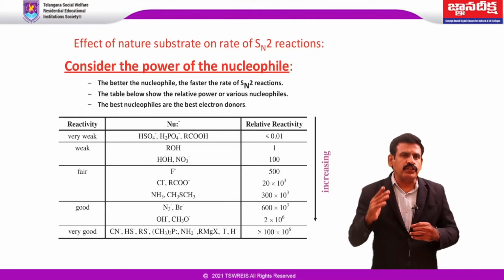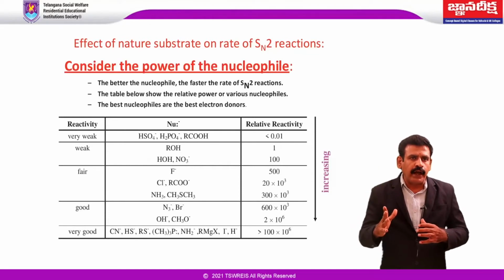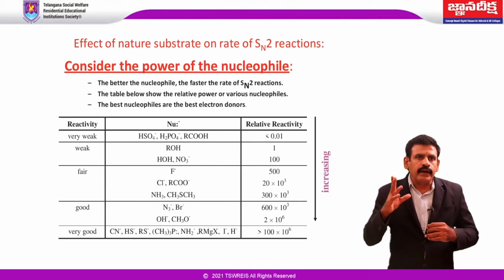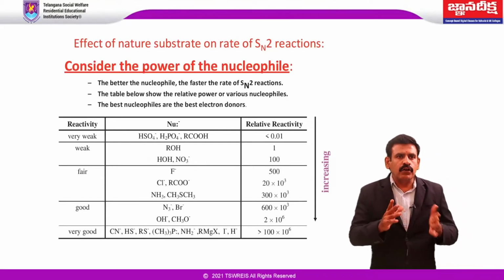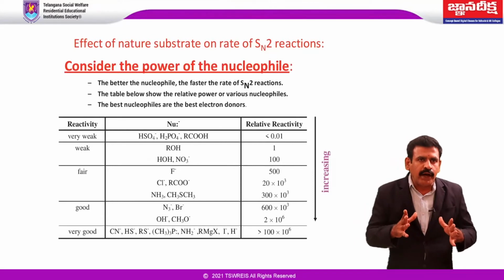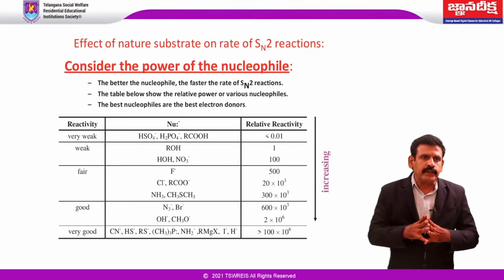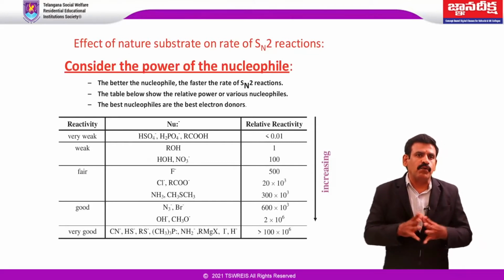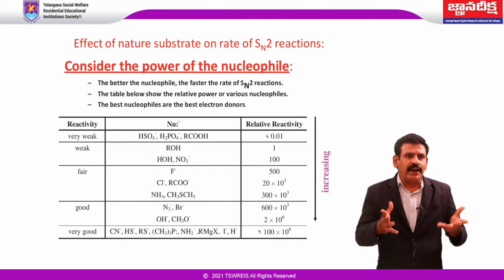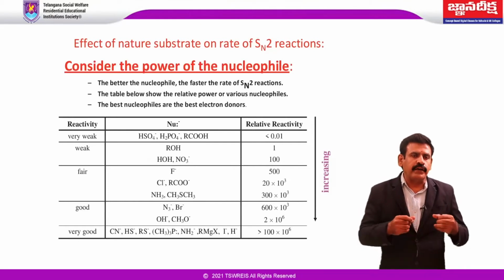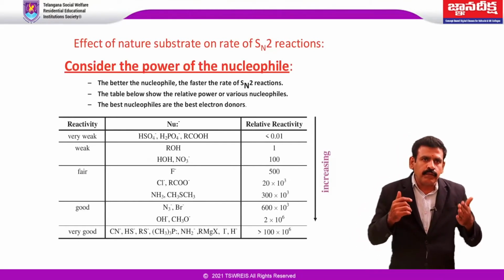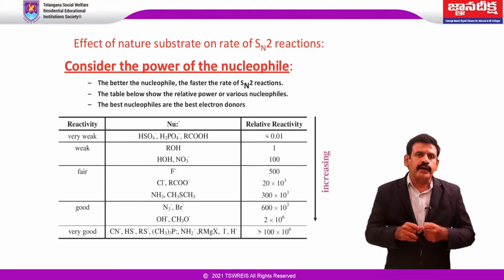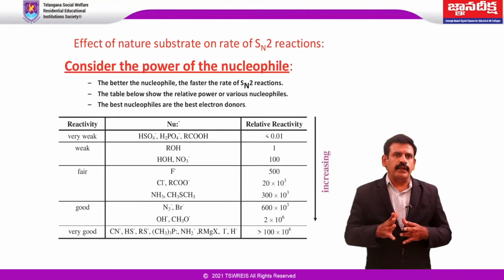Then fair, which are fair? They are fluoride anion, chloride anion, acetate anion, ammonia, and dimethyl sulfide. Then good. See, good are bromide, azide ion N3 minus, hydroxide ion, and methoxide ion CH3O minus, and then very good: cyanide anion, hydrogen sulfide, ammonia, alkyl magnesium halide, iodide, and hydride ions. So these are the good.